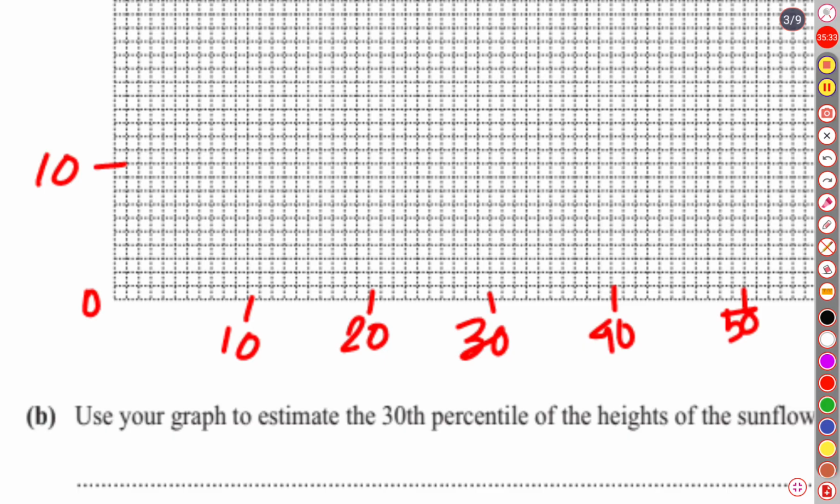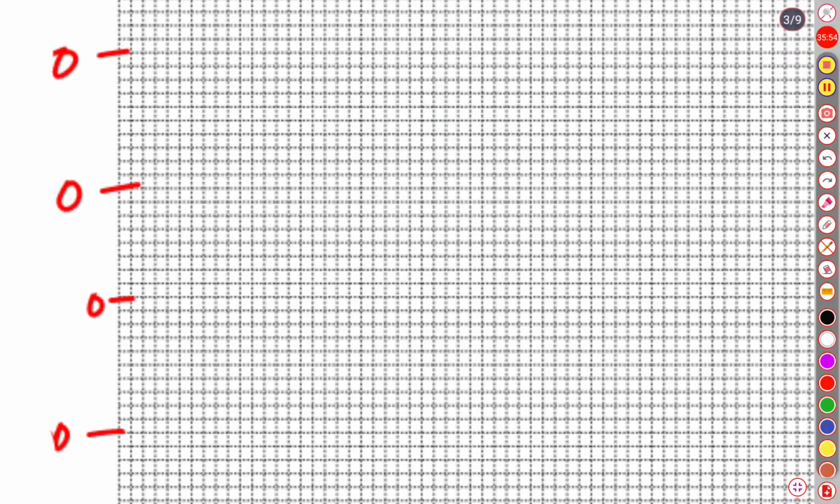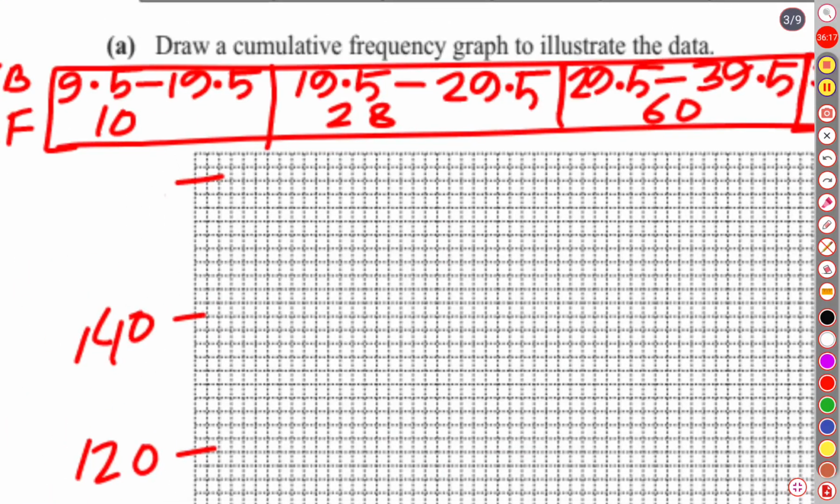Then let me write the rest of them. Considering each square as 2 units, we can write here 20, 40, 60, 80, 100, 120, 140, as well as 160, because our total frequency is 150. So 150 should be there.